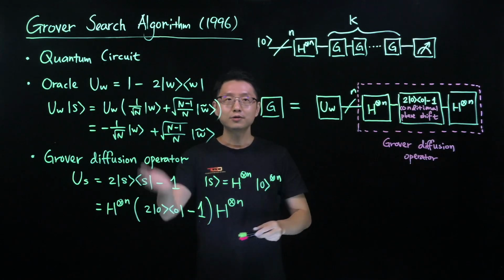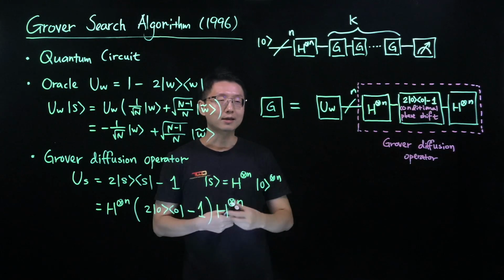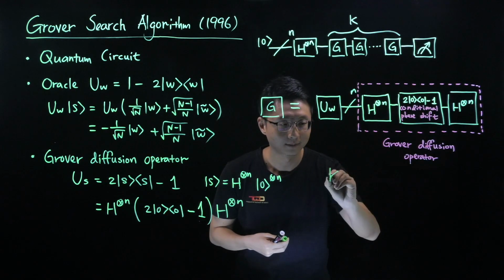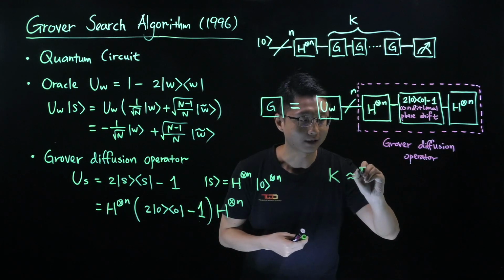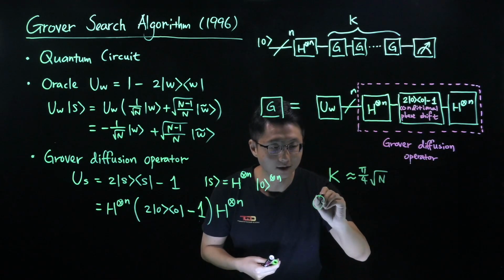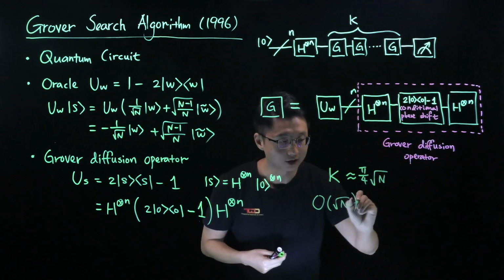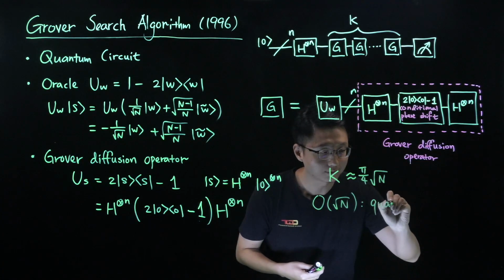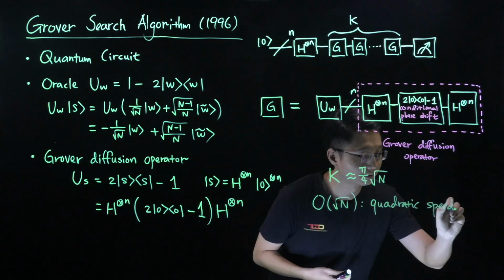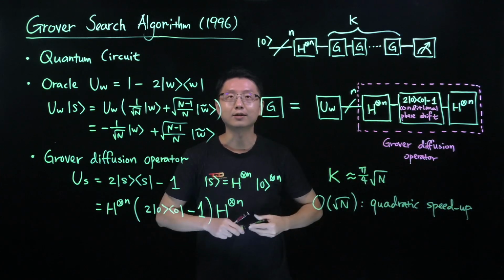Alright, so to conclude our discussion, I would like to mention one more time that the k is given by pi over 4 square root of n. So we can see that in the case of the quantum algorithm, we achieve a quadratic speedup as compared to the classical algorithm.